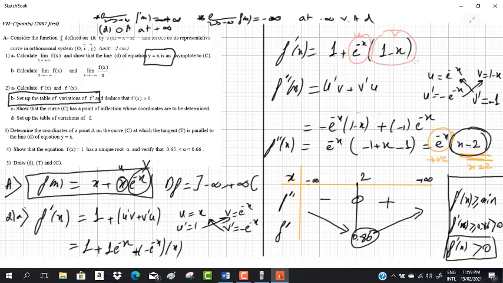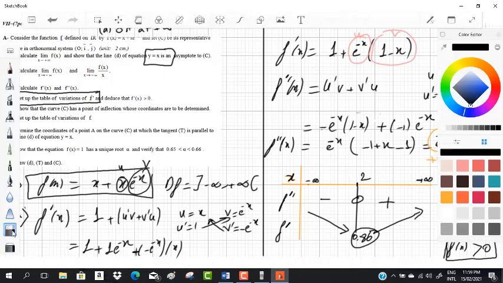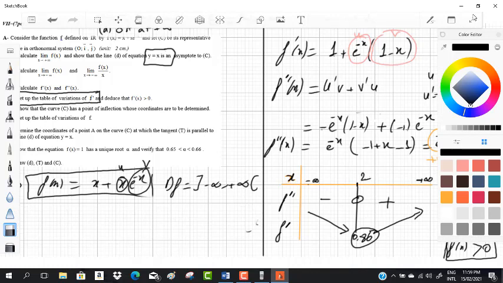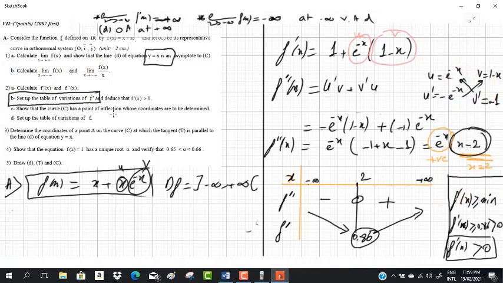Part C: show that the curve C has a point of inflection. To study the concavity of a function or to find the inflection point, we have to study the sign of f double prime. And we already studied the sign of f double prime.